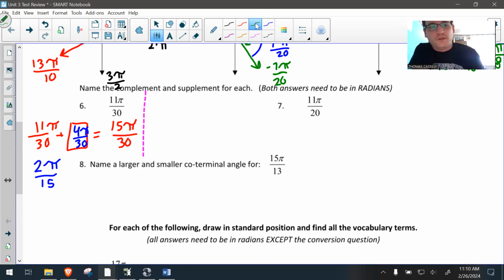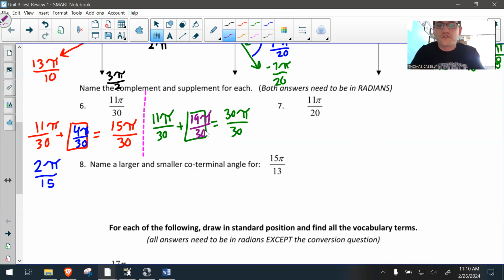The supplement now, you got to think 11 pi over 30 plus what gets you to 1 full pi. But again, we're looking at common denominators here, so I'm going to call this 30 pi over 30. And you got to think, all right, 11 plus what gets us to 30? And this one is going to be 19. So 19 pi over 30 is our supplement. So let's say complements are in blue, supplements are purple. All right, and let's do it one more time.